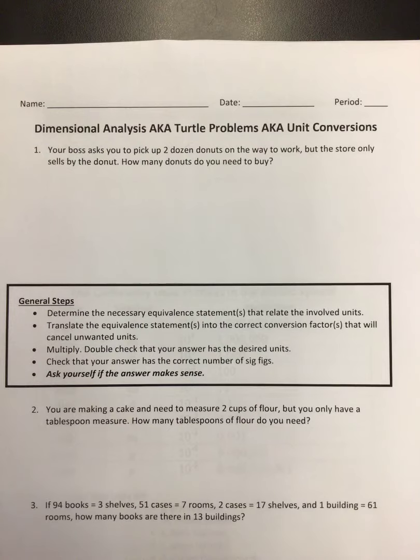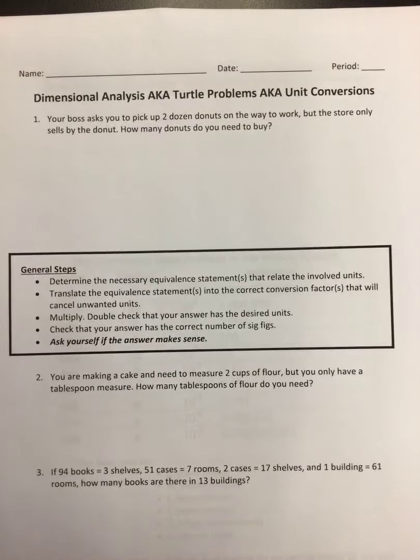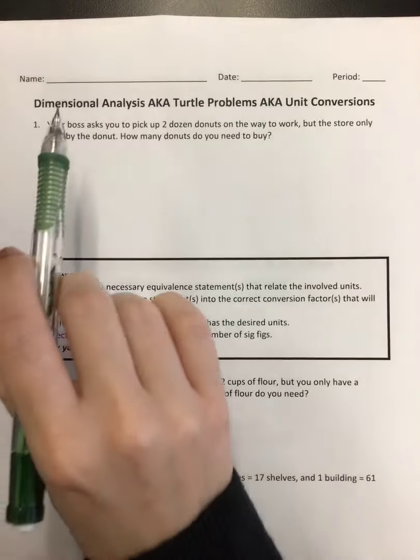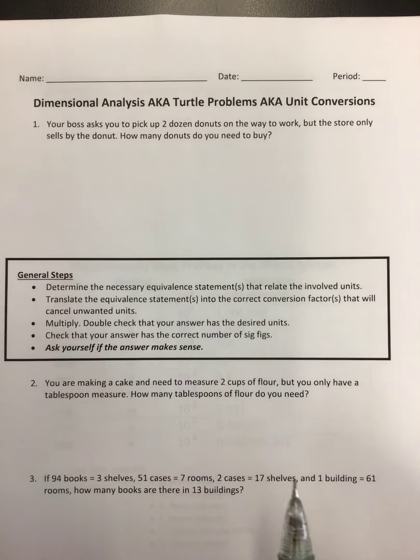So this first example, and really all of the examples on this front page, have nothing really to do with chemistry yet. They're just basic everyday life things that you might come across, but you can view as a dimensional analysis problem. Okay, so we're not even getting into the chemistry yet. We're just talking math here. So this first example is pretty simple. It says your boss asks you to pick up 2 dozen donuts on the way to work, but the store only sells by the donut. How many donuts do you need to buy?